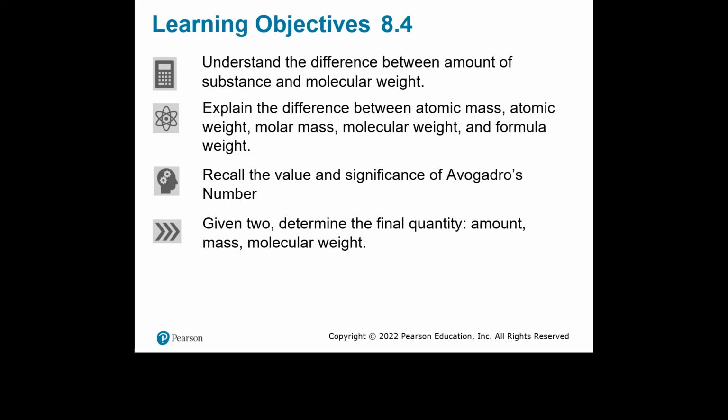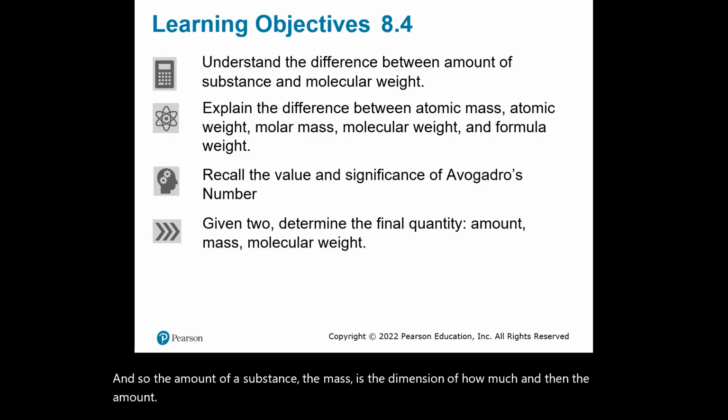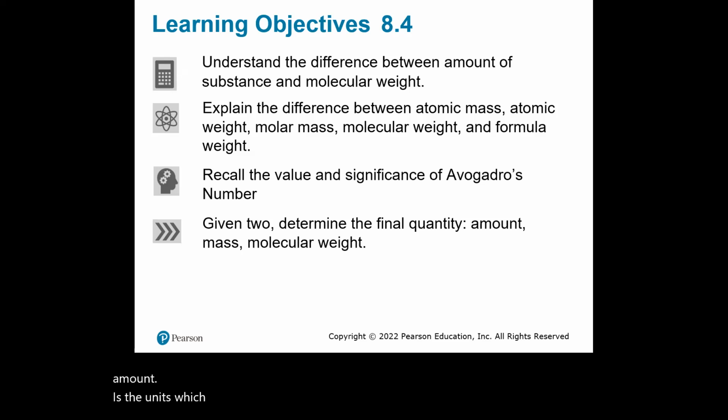And so the amount of a substance: the mass is the dimension of how much, and then the amount is the units, which is the dimension of how many, like how many molecules. And then you have the molarity or concentration, which is amount per volume, the amount in units equals moles per liter.